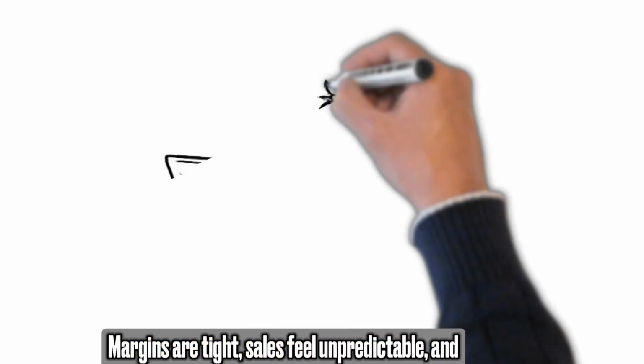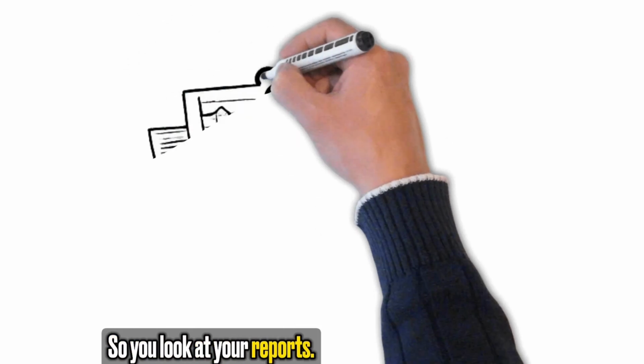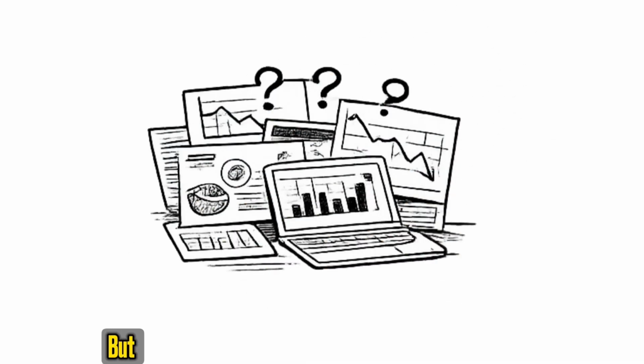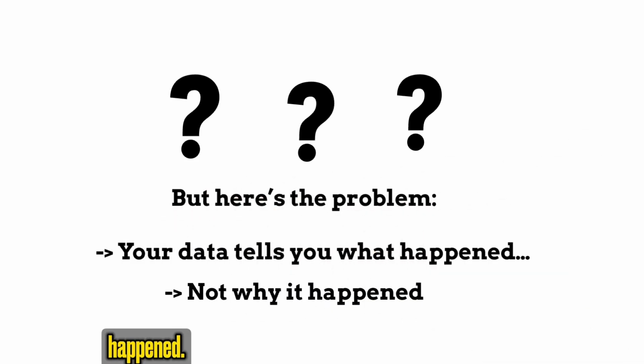Margins are tight, sales feel unpredictable, and it feels like you're spending more but getting less. So you'll look at your reports, your trade spend, your promotions, trying to figure out what's wrong. But here's the problem. Your data tells you what happened, not why it happened.